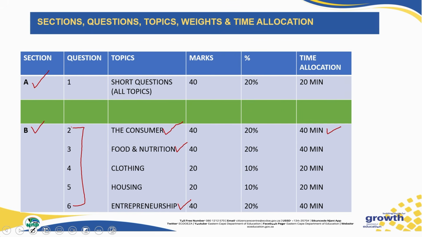Grade 12s, you will also have question 4 and question 5. Your question 4 is going to have clothing. Question 5 is going to have housing. Each of the 2 questions carry 20 marks each and a weight of 10% each.